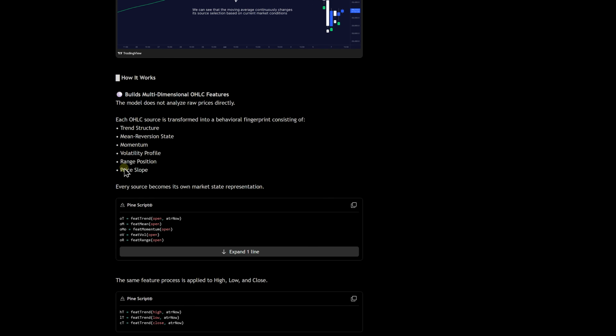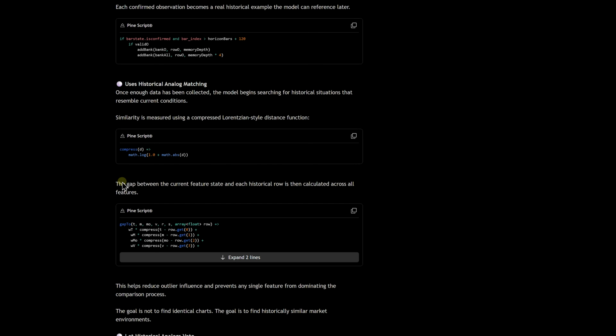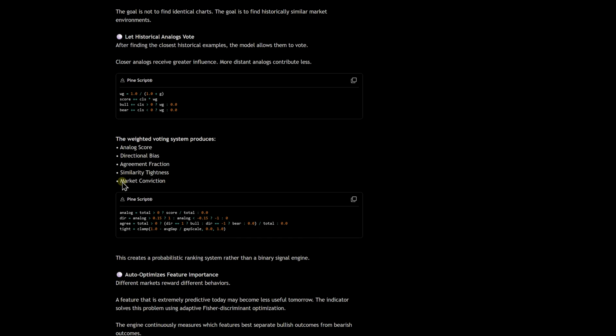The important thing for us traders is not the mathematics. What matters is understanding that the indicator is constantly trying to answer one question, which is, which price source is currently providing the strongest information? So instead of forcing us to guess, the indicator attempts to make that choice automatically.